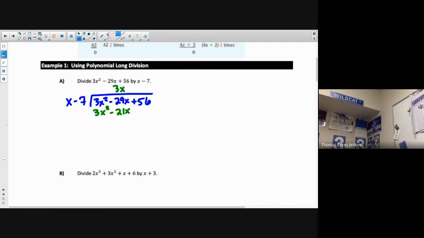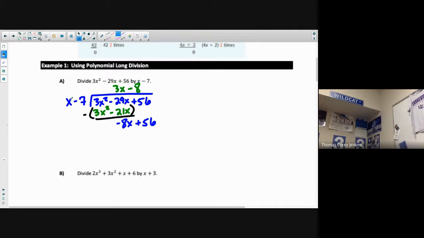Okay, and now, just like any old school division, you subtract there. So 3x squared minus 3x squared is 0. That's what you want to do, is eliminate that. And then you got negative 29x minus negative, so plus 21x. So that'd be negative 8x. And we bring down the plus 56, and we basically repeat that process. All right, so now we're thinking, what do we need to multiply x by to make it equal to negative 8x? All right, so the answer to that is negative 8.